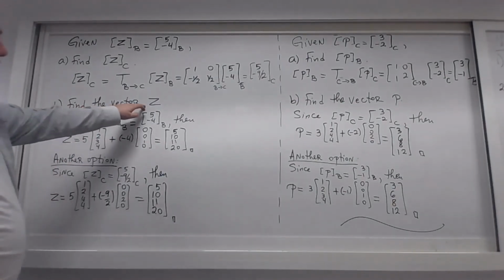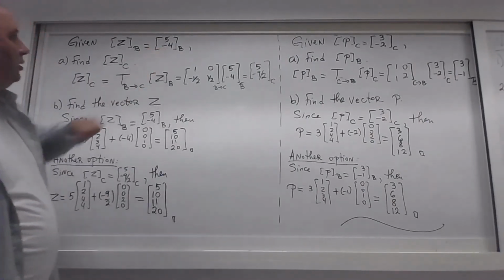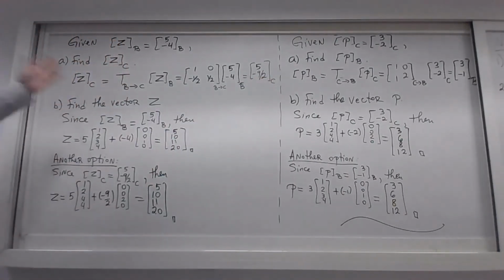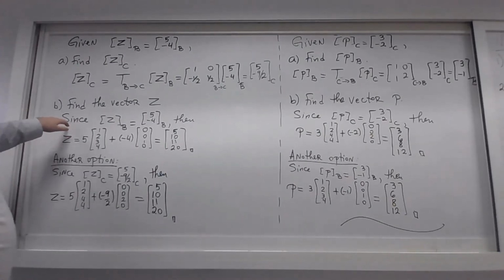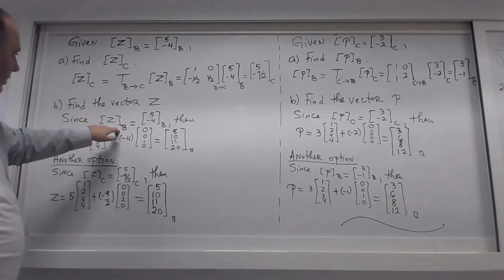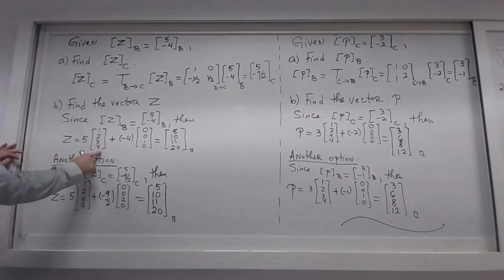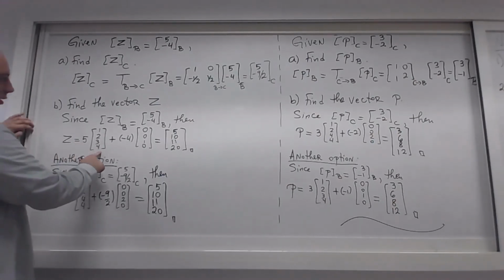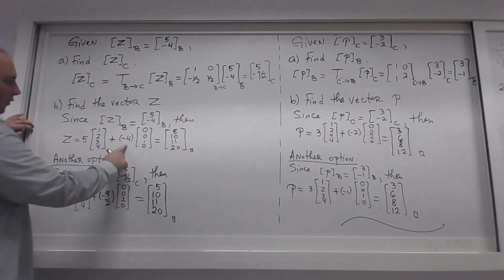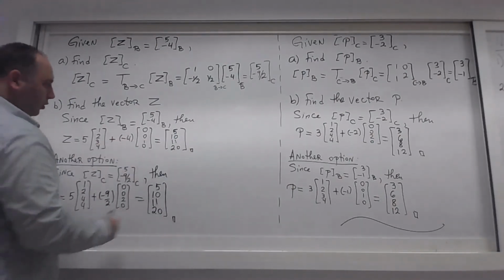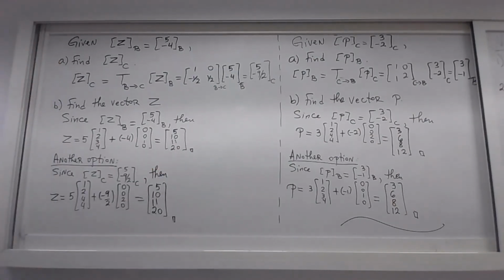Second problem, find the vector. I know the coordinates of the vector in a basis B. Now I know the coordinates of the same vector in basis C, but what's the vector? I don't know who's the vector. I need to find him. Well, that's not a problem, because by definition of the coordinates, Z in basis B are 5 and -4. What does it mean? It means that Z is 5 times the first basis vector in basis B plus -4 times the second basis vector from basis B. Do the computation and you get the vector Z.